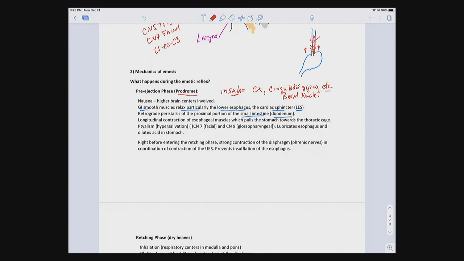Another thing that happens in this pre-ejection phase is going to be ptyalism. And ptyalism is actually a fancy word for hypersalivation. So you're going to be making a lot of saliva. And so that is going to be driven by cranial nerve 7, which is your facial nerve, and cranial nerve 9, which is your glossopharyngeal nerve. Recall that the two major areas that produce saliva are your parotid glands, which are on the side of your face, and that's going to be driven by the glossopharyngeal nerve. And then the other is the salivary glands that are in the floor of your mouth below your tongue, and those are going to be innervated by your facial nerve.